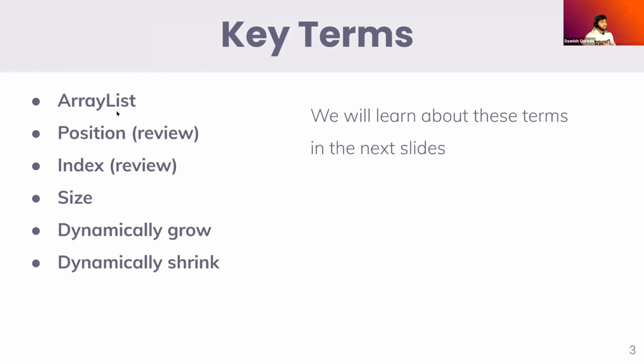Some key terms: array list, position, index, size, dynamically grow, and dynamically shrink. Of course, not all of these are going to make sense, and you're not going to understand them until the end of the lesson. So as we continue, make sure to keep these in mind, and we will revisit them at the end of the lesson to review and understand every single one of them. Okay.